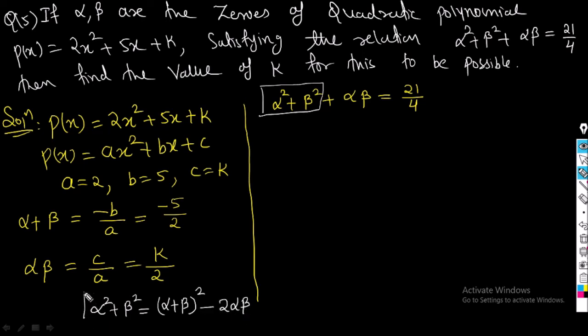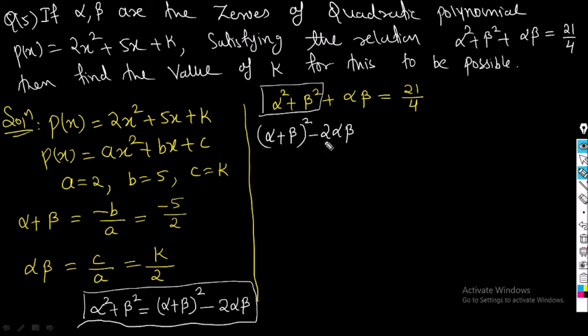This is the identity. So what I will do now, in the place of alpha square plus beta square, I will write alpha plus beta whole square minus 2 alpha beta. I am writing this only in the place of alpha square plus beta square. The plus alpha beta is as it is, no changes, and is equal to 21/4, also as it is.